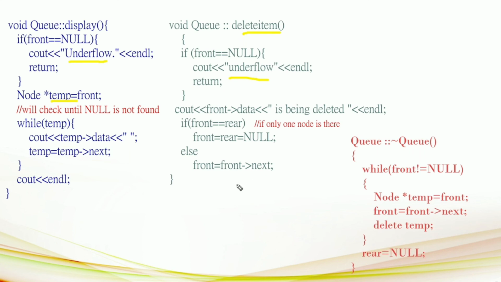And we free that front element. And the destructor is to free the memory which is occupied by the queue. While front is not equal to null, node temp points to the front, and front is equal to front dot next, and we delete the temp, and rear is equal to null. Like this we can free the memory occupied by the queue.